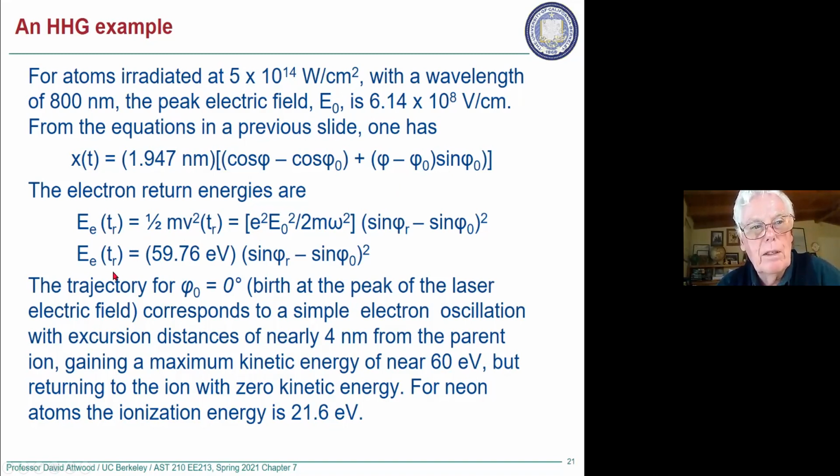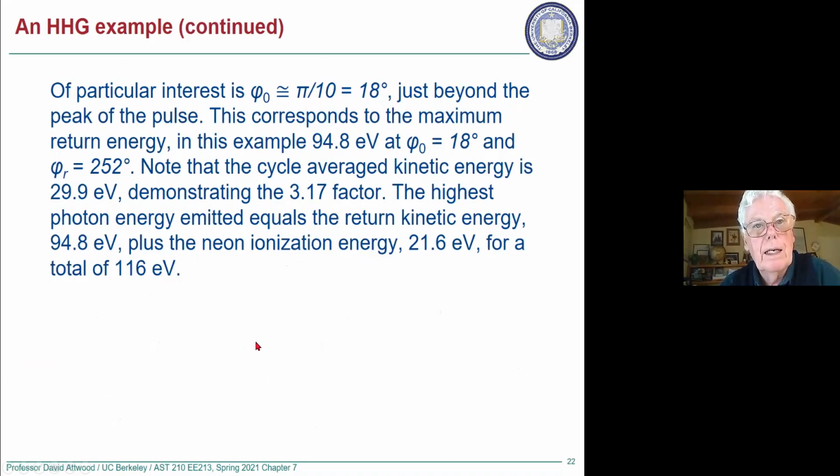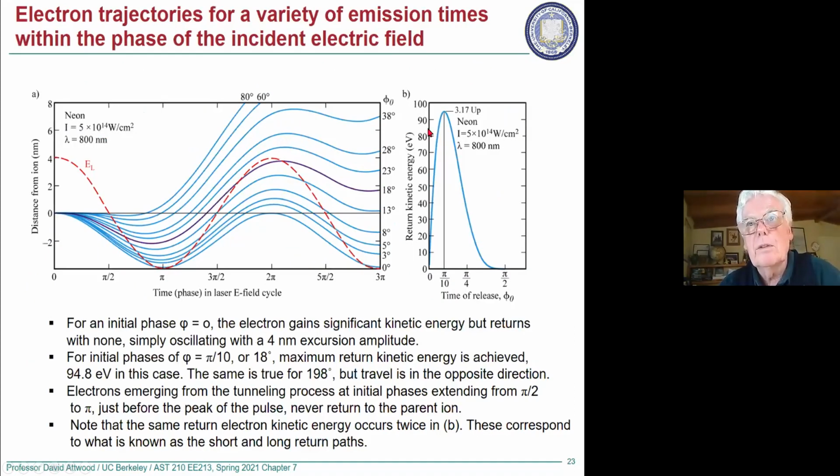And for this example, the return energy will be 60 eV maximum, but it depends on the time of birth and the time of return. Okay, so in principle, for these conditions, 5×10⁻¹⁴, we could get a return energy of 60 eV plus the initial ionization energy for neon. So we could get 60 and 20, we can get 80 eV. So that's what we'll talk about next time. We'll go through some examples of this.